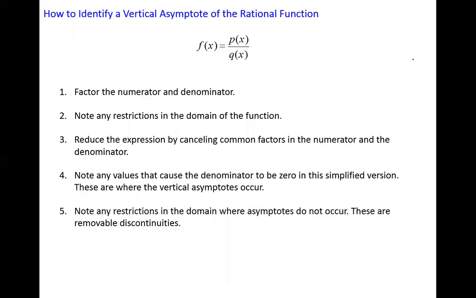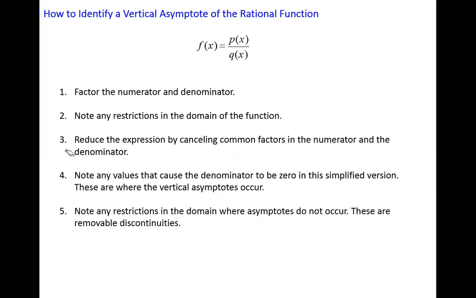Let's see the steps. Having a rational function, the ratio of two polynomials, p of x divided by q of x, the first step is to factor the numerator and denominator completely. Then we have to identify any restriction in the domain of the function, which we can actually do first. That means we eliminate all of the zeros of the denominator. That's how we identify the domain.